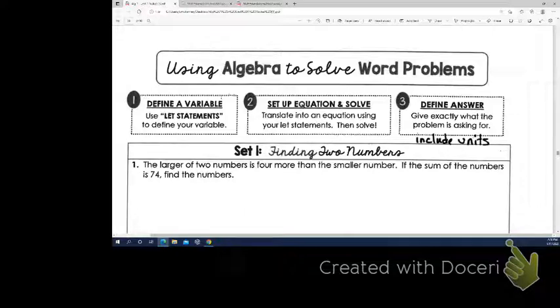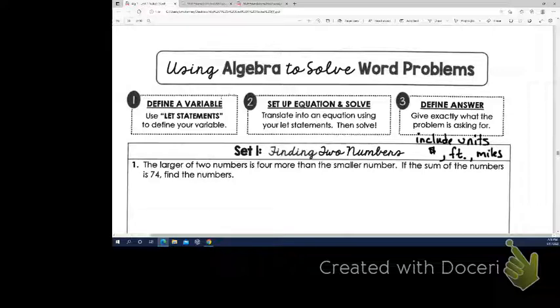So for instance, that might be that you give your answer a dollar sign, or that you tell me feet, and you can abbreviate, or miles, or days, or hours, etc. Lots of different units that we could have, so that it really does answer the question. So you don't have to worry about units for this first set of problems because they just say finding two numbers. So we'll start out with the first one there because it's right on the screen already.